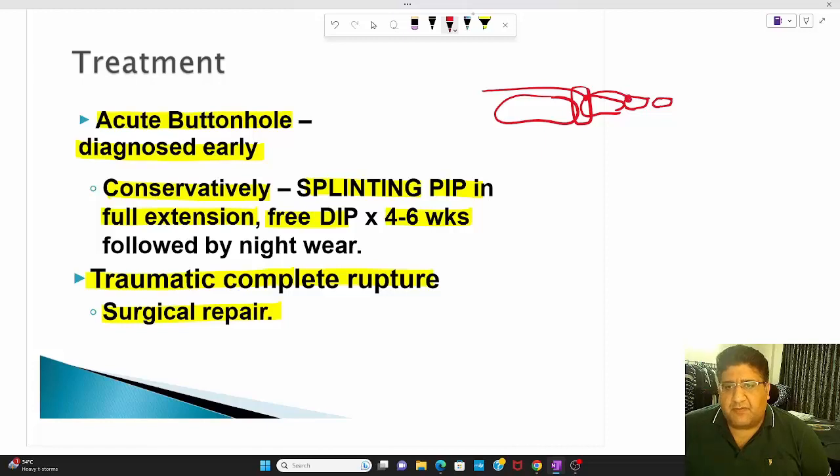Now, the job of EDC was to extend the MP joint. The job of central slip is to extend the PIP joint. When it gives the central slip, it gives two lateral slips as well. These are the lateral bands, and they go and get inserted onto the base of the distal phalanx, and then they make a terminal band. And here it is connected by something called the triangular ligament, but that's okay. Now, as such, this was extensor apparatus. The job is to extend MP, I have told you who does that. Extend PIP, I told you who does that. DIP, I told you who does that.